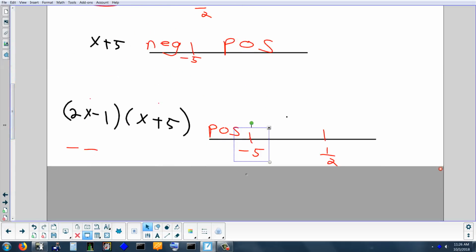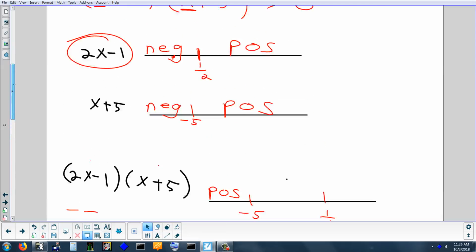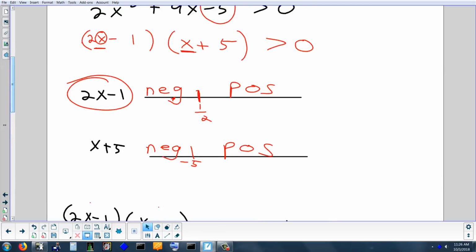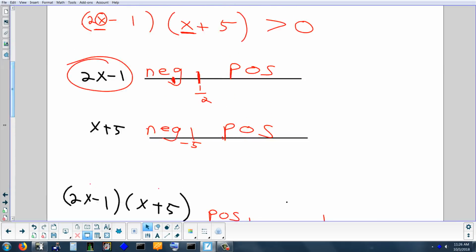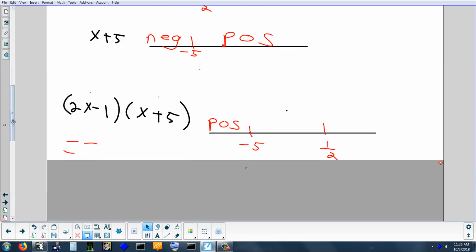Okay, between negative 5 and a half. If we look at the top number line, negative 5 would be about here. A half is there. What section am I in there? Negative. Negative 5 is here. A half would be over there. What section am I in now, in the bottom one, negative 5 to a half? That would fall in the positive section. What's a negative times a positive? Negative.